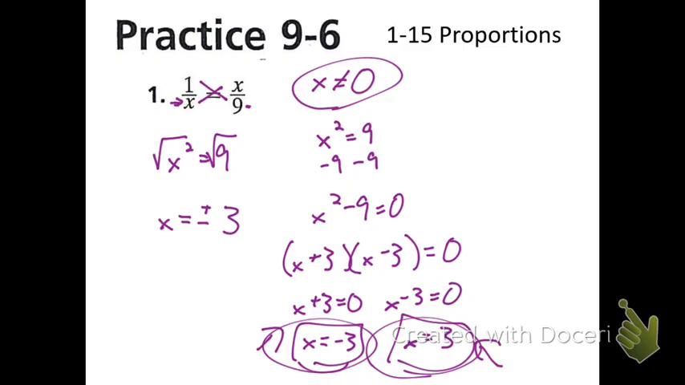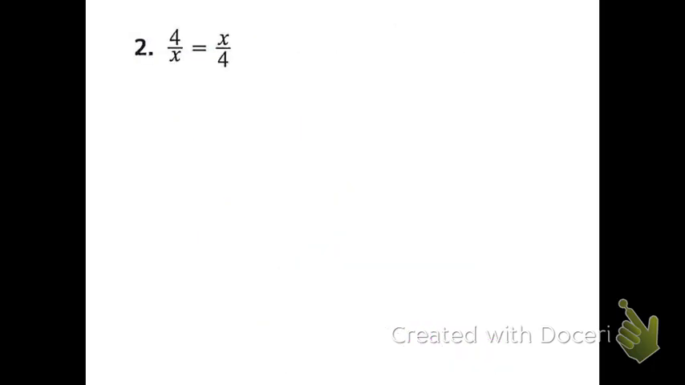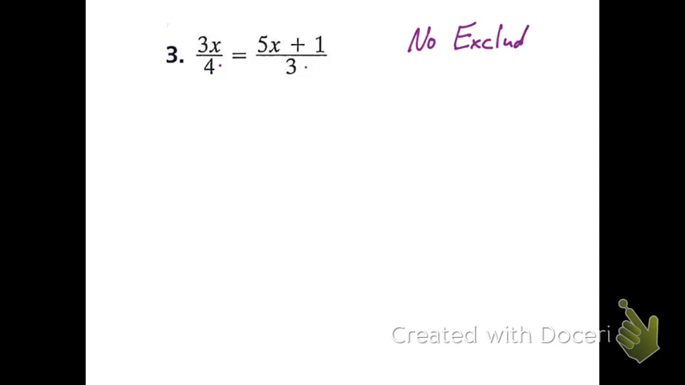So one problem down, several to go. I'll do the ones that look interesting. This one, no. This one, yeah, let's talk about this one. Any excluded values? Well, that's a 4 and that's a 3. Since neither one of them has a variable, no excluded values. So we just solve it. Whatever we get is what we get.